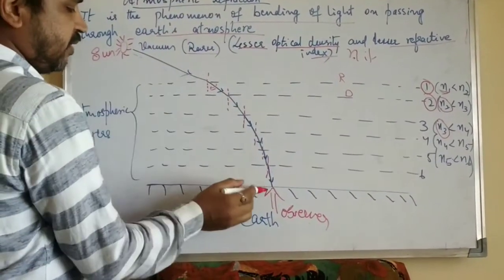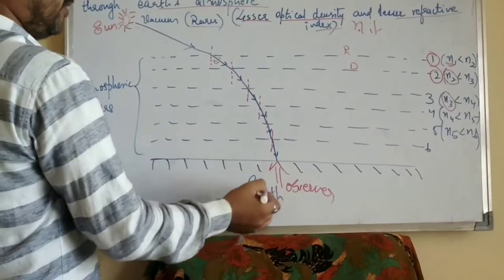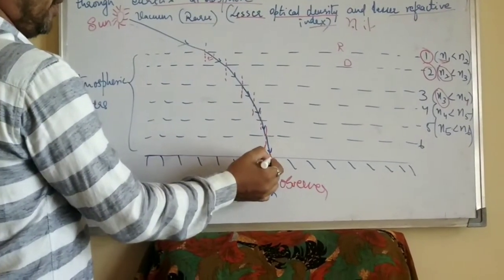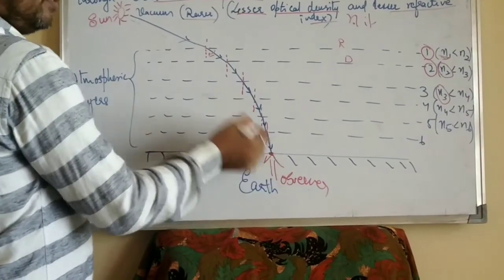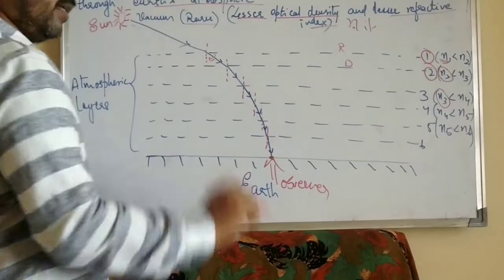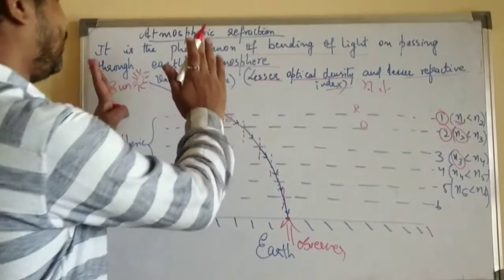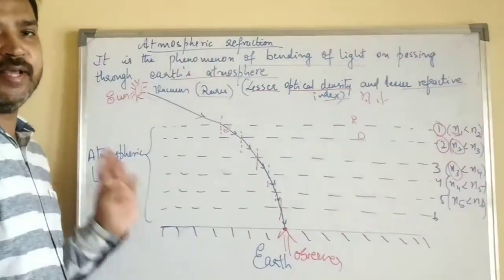At last, finally, where the observer is looking, he will get the ray of light. You can see. So this is how atmospheric refraction takes place.